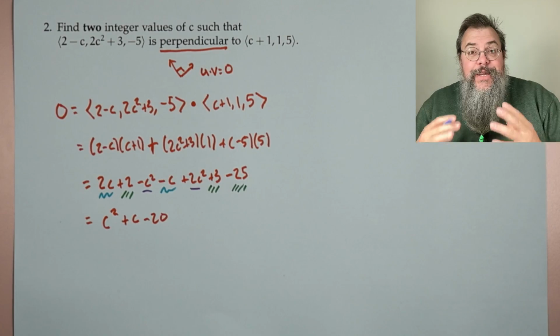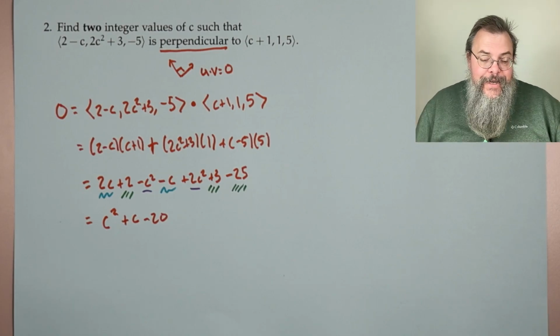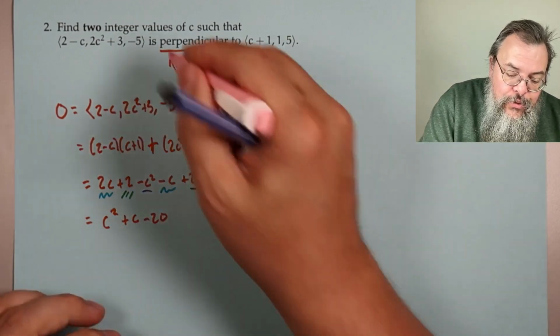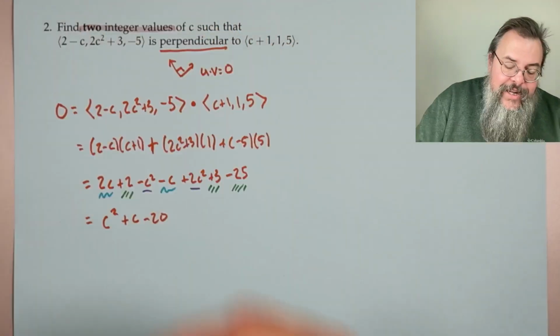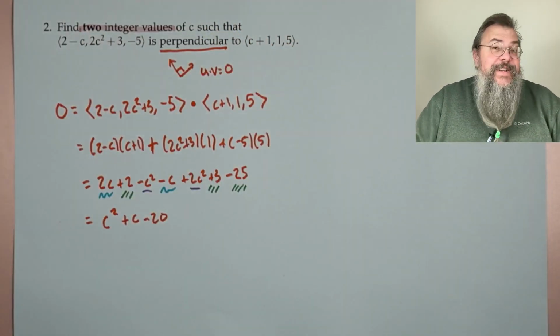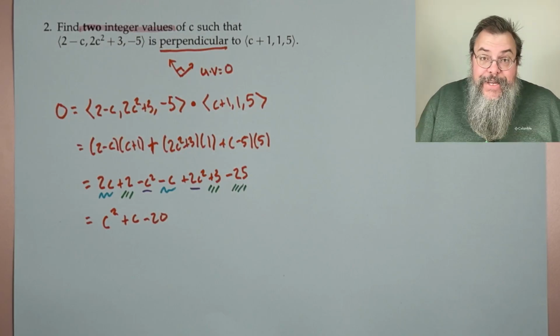Now, we do think it's going to factor. Why? Well, because they kind of gave it away. You see how they said find two integer values? That tells us it better factor. So if it doesn't factor, mistakes were made.